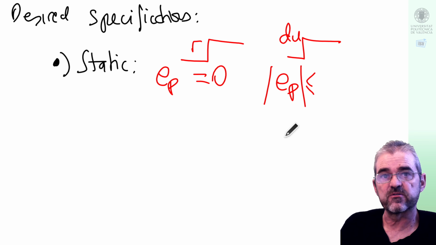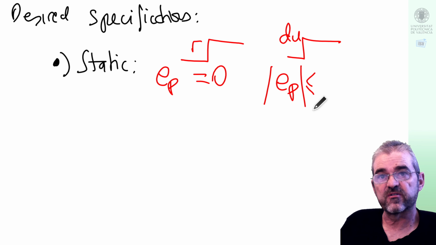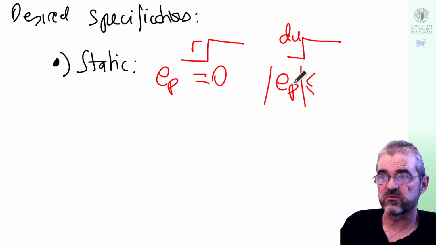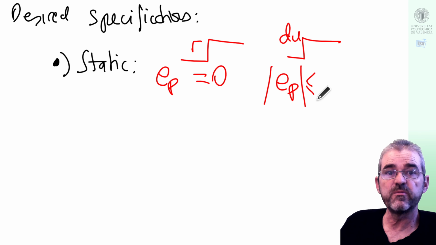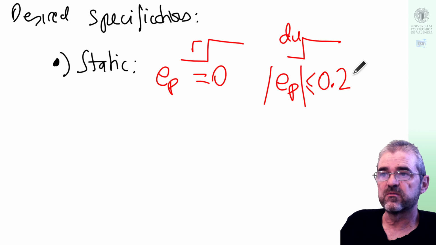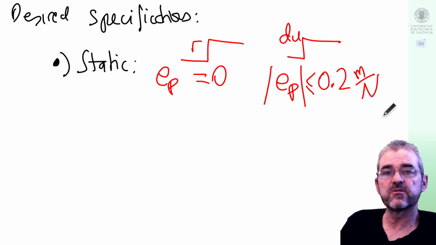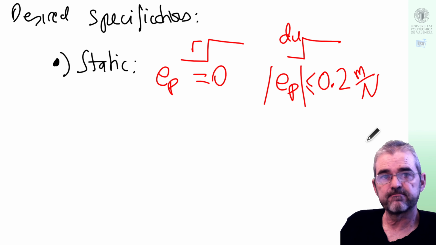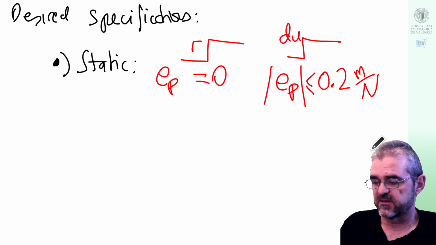We just want the error to be small. For instance, optimal control does some sort of least squares fit. Well, the thing is that we wish that the magnitude of the error will be lower than 0.2 meters per Newton of disturbances. I mean, what does this mean?